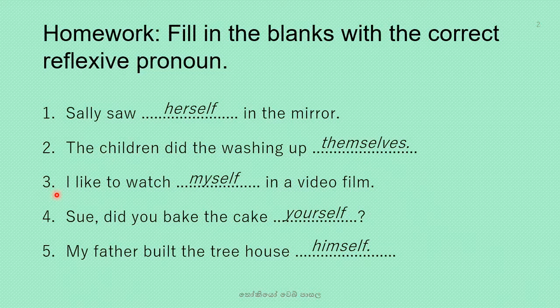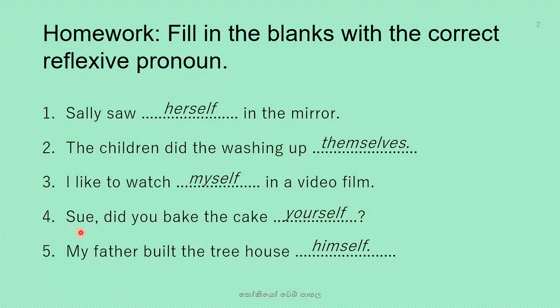Third sentence. I like to watch blank in a video film. The subject pronoun here is I. So what is going to be the reflexive pronoun? Myself. I like to watch myself in a video film.